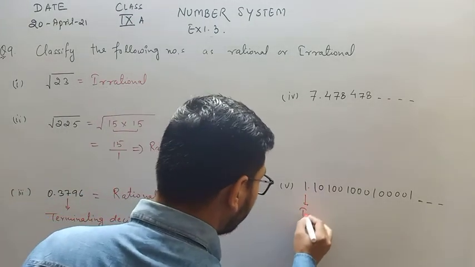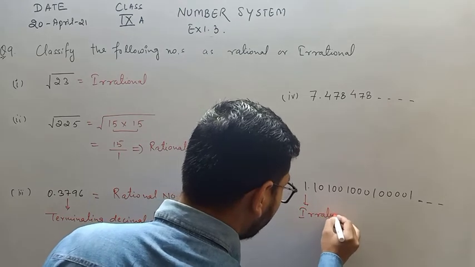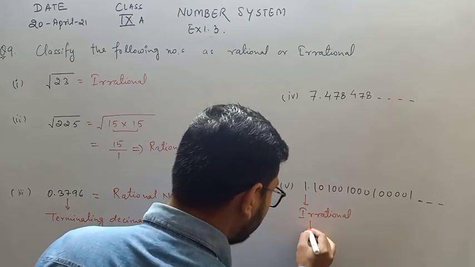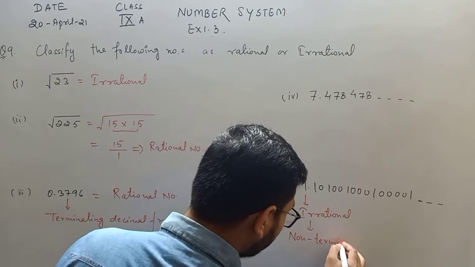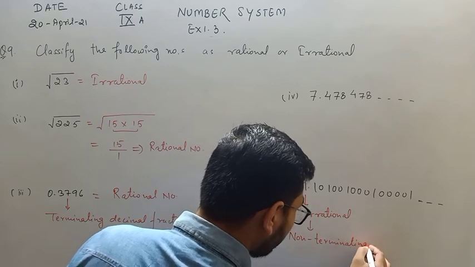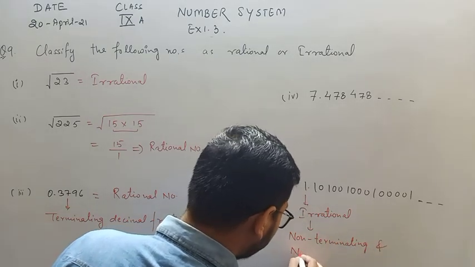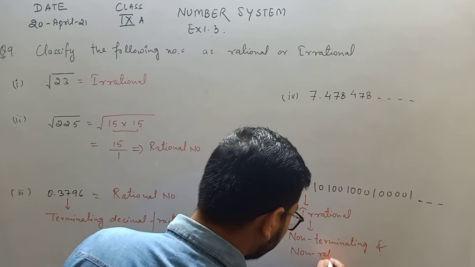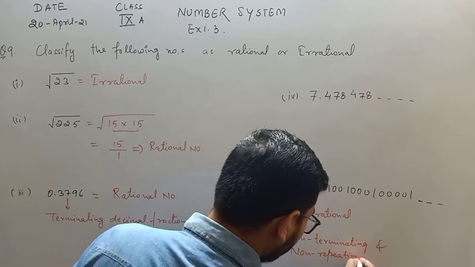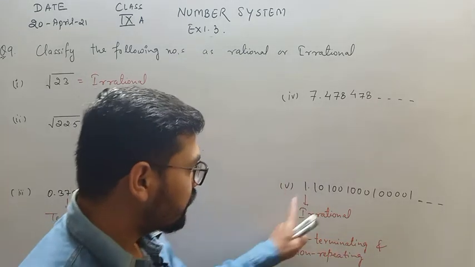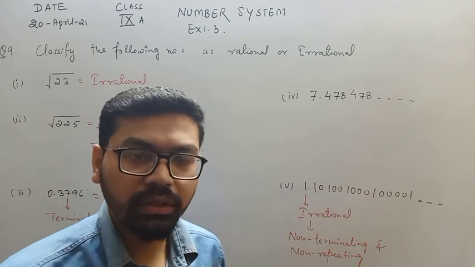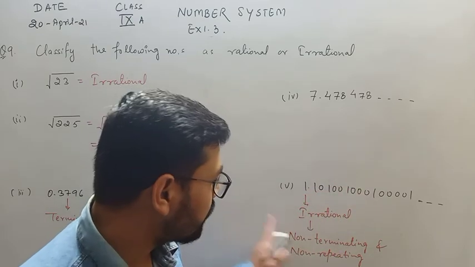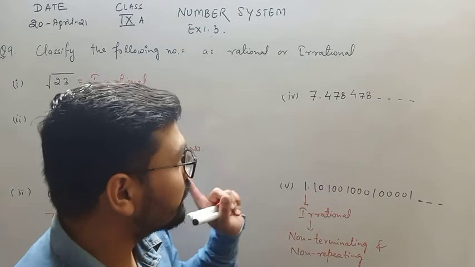This is irrational. This is an irrational number, and the reason is non-terminating and non-repeating. There is no repeating unit in this case. So that's why non-repeating, non-terminating, that's why it is an irrational number.